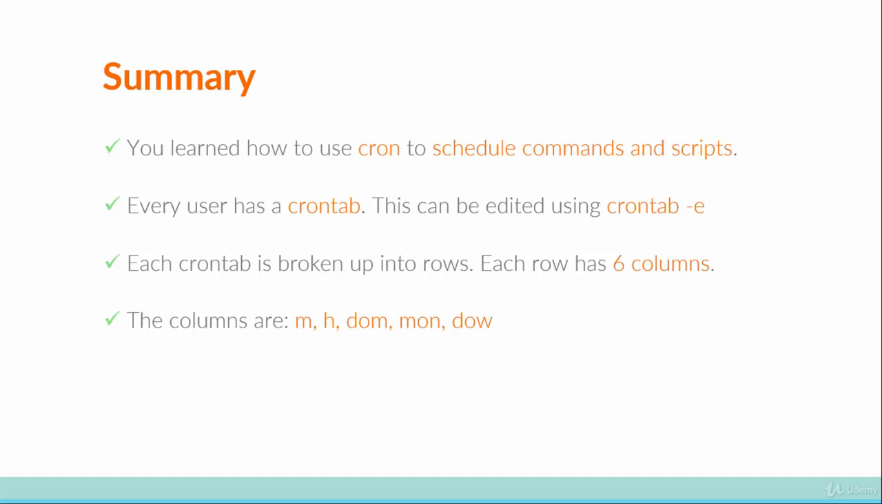And the 5th column is the day of the week. That could be 0 to 6, with 0 being Sunday and 6 being Saturday. You could also enter 7 as Sunday again, if you wanted. But a good way to do it is just to enter the day names. So MON being Monday, SUN being Sunday, so 3-letter day names, okay? And you also saw some advanced ways to schedule this stuff as well.